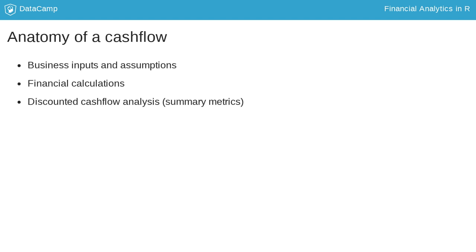So what is a cash flow model? Broadly, it consists of three components: inputs and assumptions about our business, core financial calculations, and summary metrics. Let's examine each piece one at a time in the context of a new product launch.